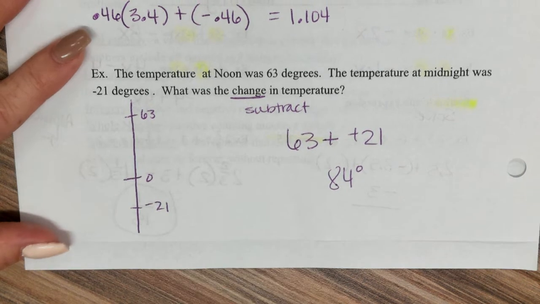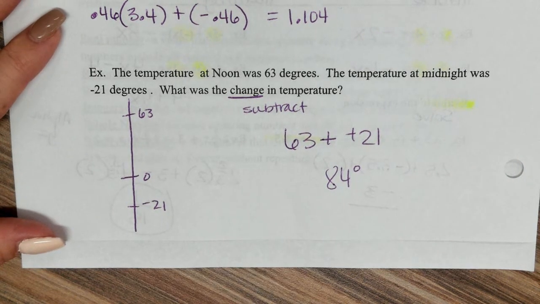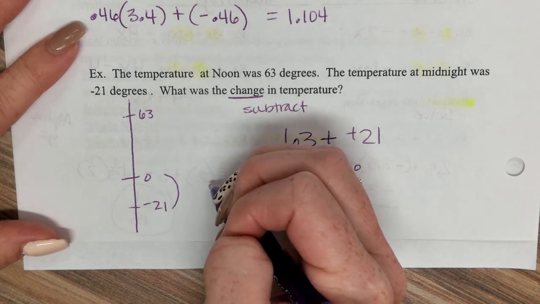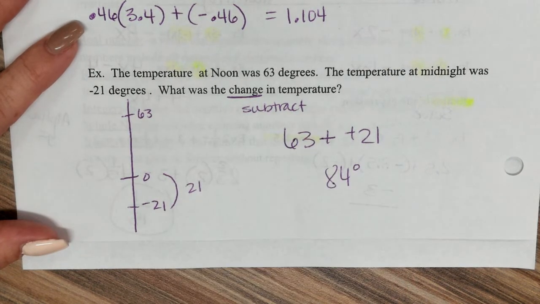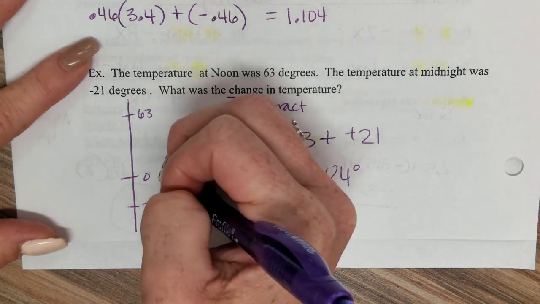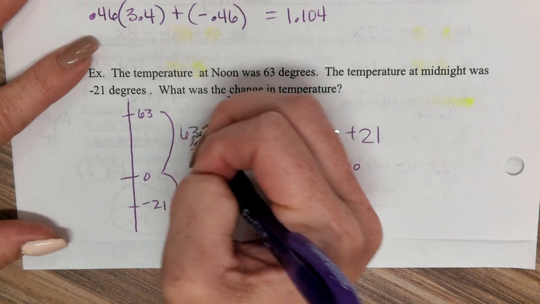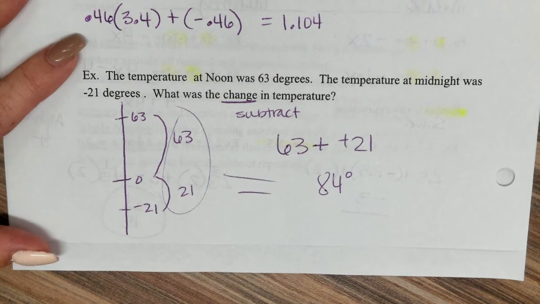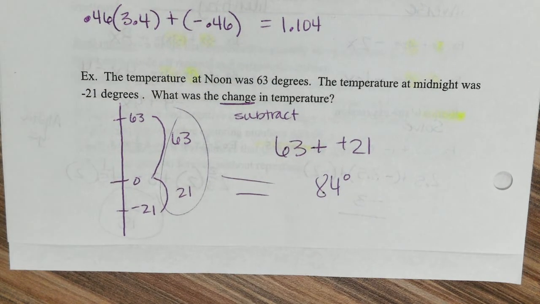Okay. To change the temperature from negative 21 to 0, how far did I change? I went up 21 degrees. And then from 0 to 63, I went up 63 more degrees. So that altogether is equal to 84, yes? That's why it makes sense.